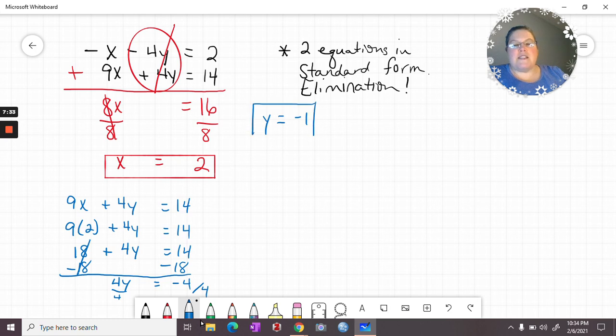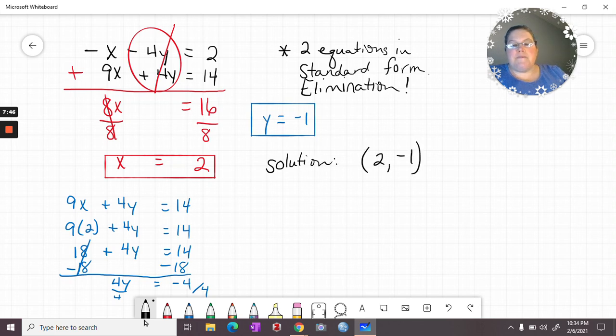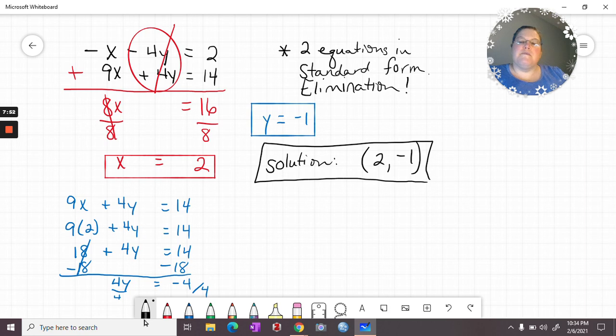But again, that's not my total answer, because my answer, my solution, is the ordered pair. X comma y. So in this case, that is 2 comma negative 1. Okay? So that was our elimination method.